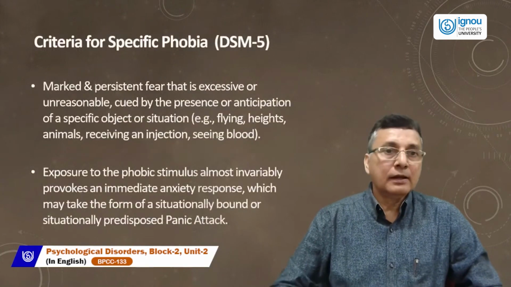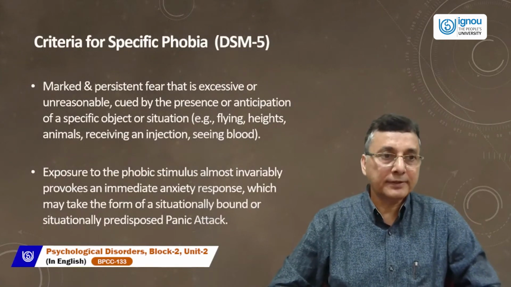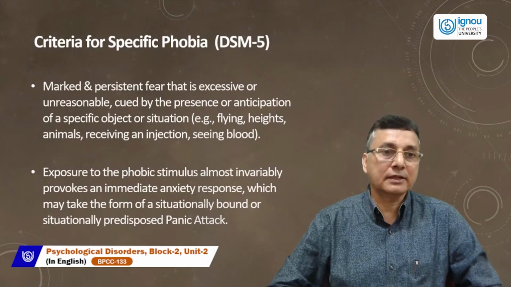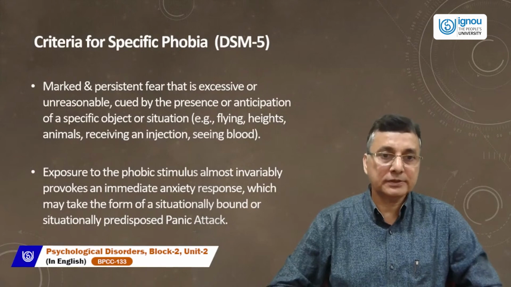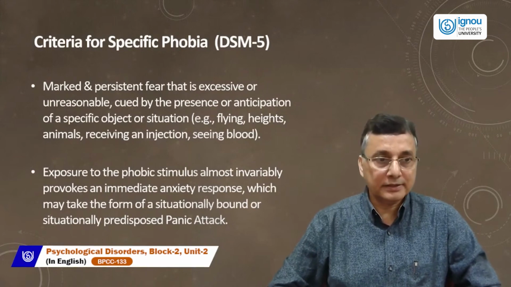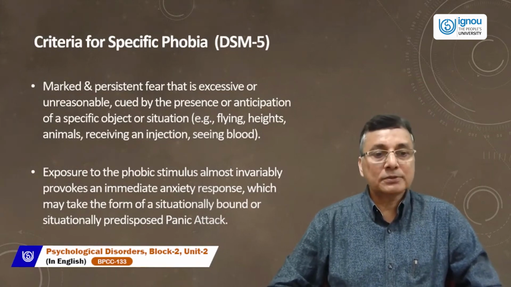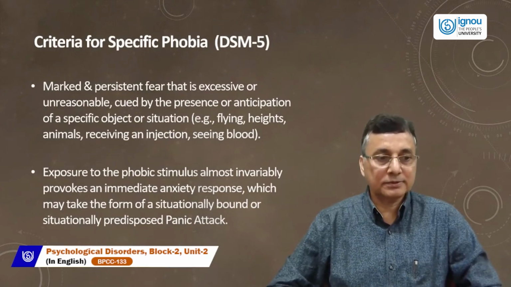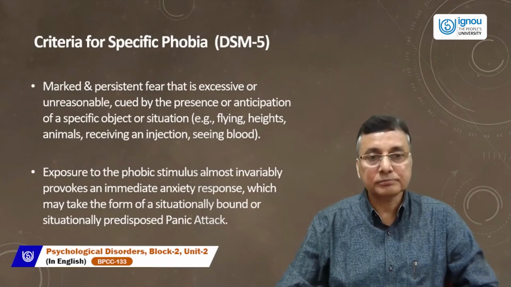Specific phobia. So, what are the criteria for a specific phobia according to DSM-5? The first is marked and persistent fear that is excessive or unreasonable, cued by the presence or anticipation of a specific object or situation, for example flying, heights, animals, receiving an injection, seeing blood, etc. Exposure to the phobic situation almost invariably provokes an immediate anxiety response, which may take the form of a situationally bound or situationally predisposed panic attack.